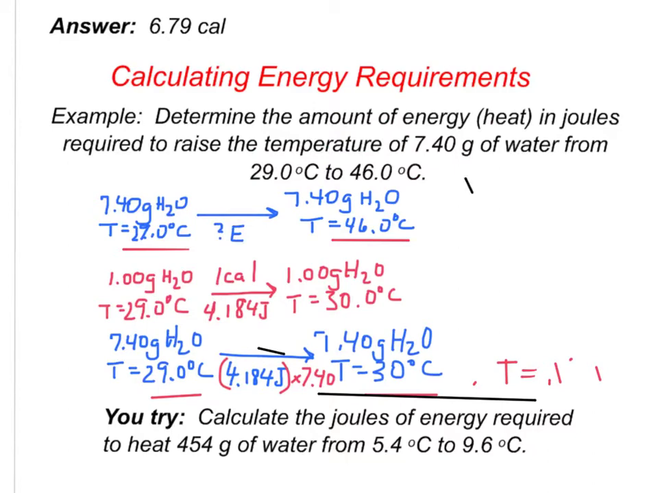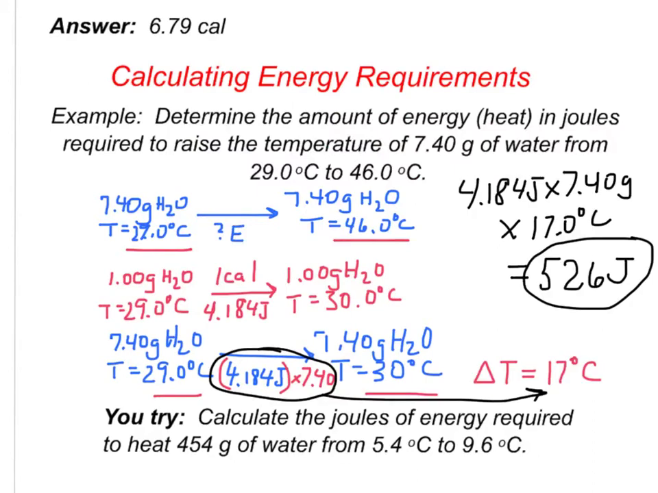So our answer in joules is going to be 4.184 joules times 7.40 grams times 17.0 degrees Celsius. And when I multiply those together, I get 526 joules.